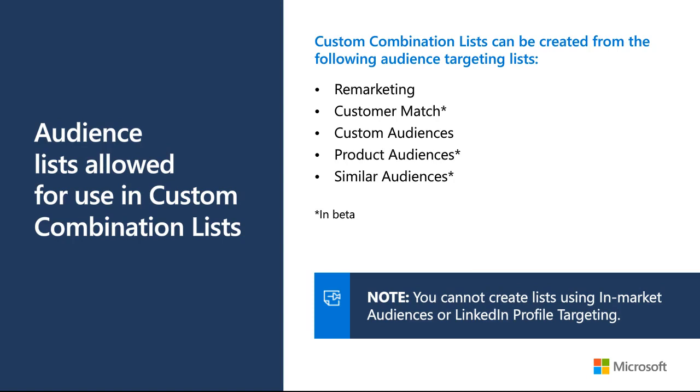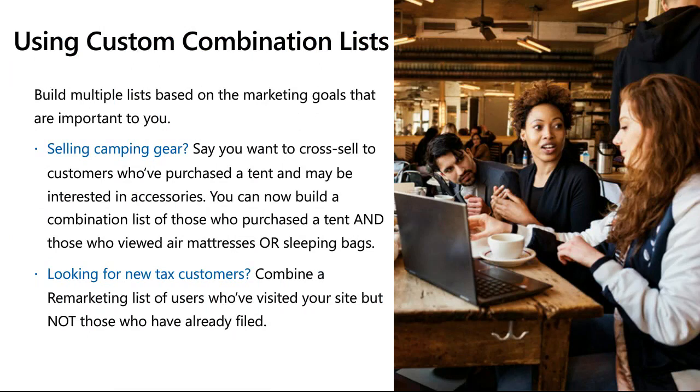A few examples to explain the use case better. Let's say you are selling camping gear and you want to cross-sell to customers who've already purchased a tent. So you have a list of people who've purchased a tent. You also have a list of people who have shown interest in air mattresses and sleeping bags. Through this feature, you can create a list which includes only people who've purchased and have displayed interest, and target them with the right ad creative and the bid boost.